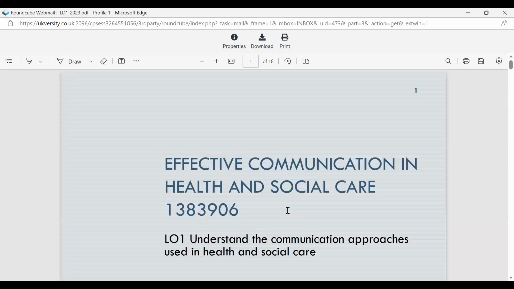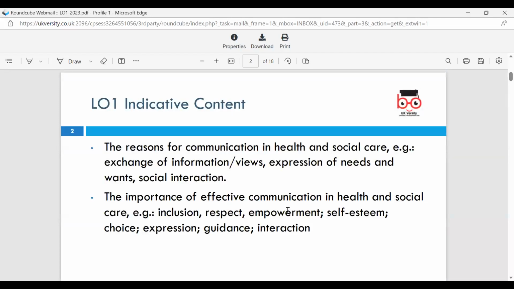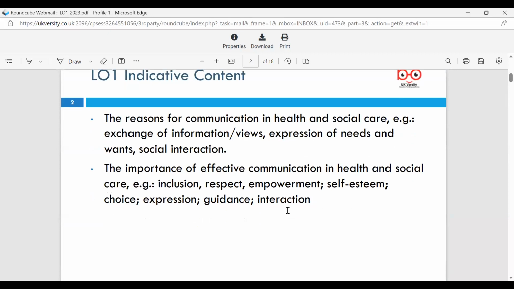When we look at effective communication, firstly, we're going to look at the indicative content on today's session. So we'll be looking at the reasons for communication in health and social care, for example, how people exchange information, their views, expression of needs and wants, social integration. We're going to be looking at the importance of effective communication in health and social care: inclusion, respect, empowerment, self-esteem, choice, expression and guidance and interaction with each other. Because communication is really important within any sort of sector, but we're going to concentrate more on the health and social sector.